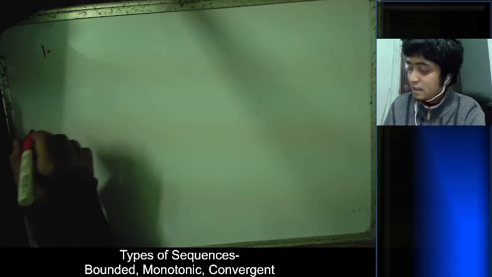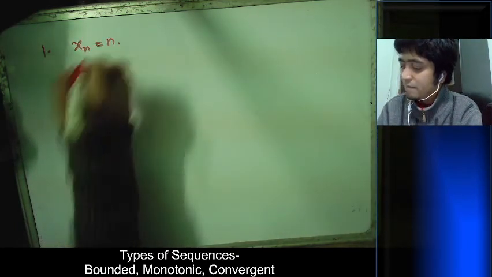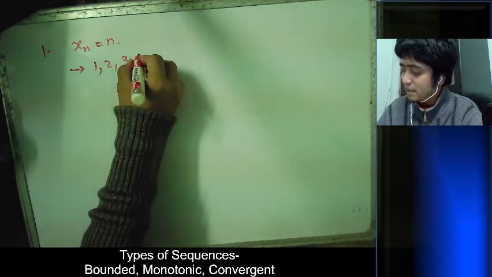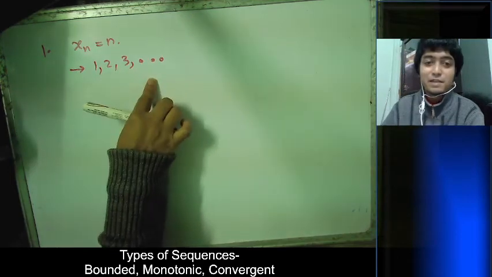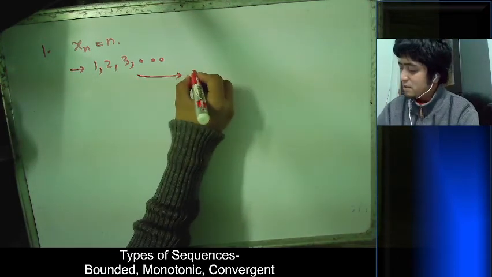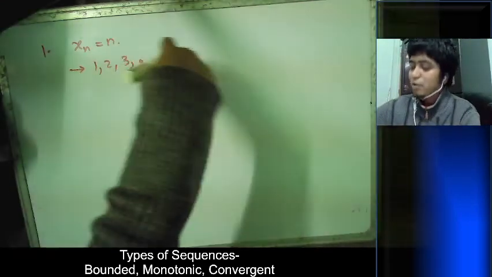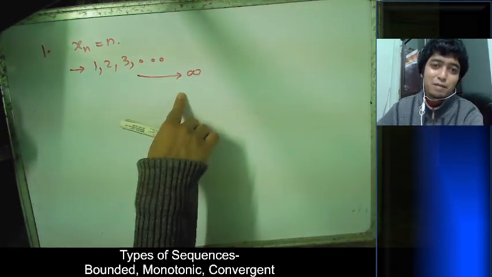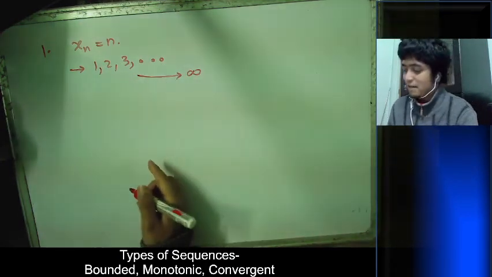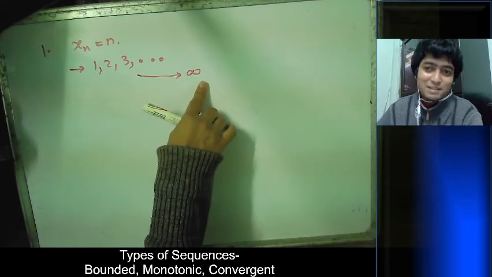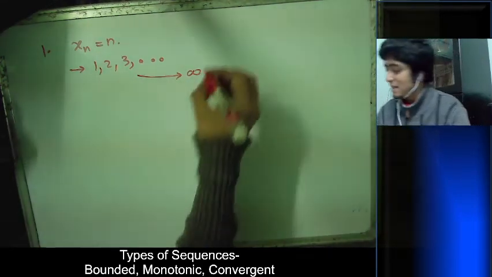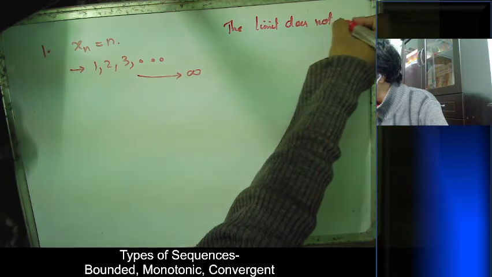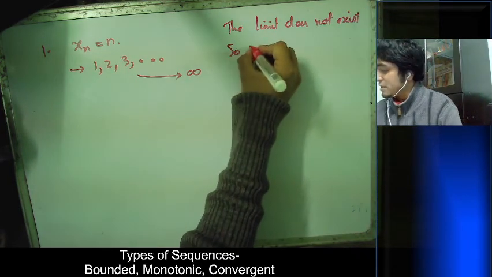Number one, let's say xn equal n. Then if you expand this one, we have been doing it many times, it will approach infinity. If you keep on calculating it, it will get bigger and bigger. So we say that it will approach infinity. So that is why infinity, it is not a real number. That is why the limit does not exist. So not convergent.